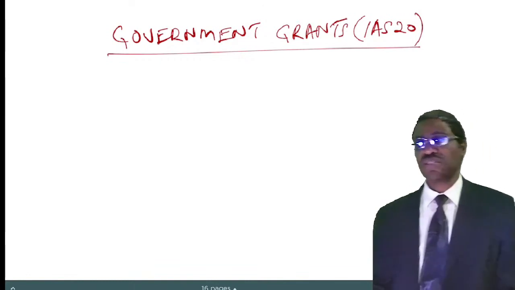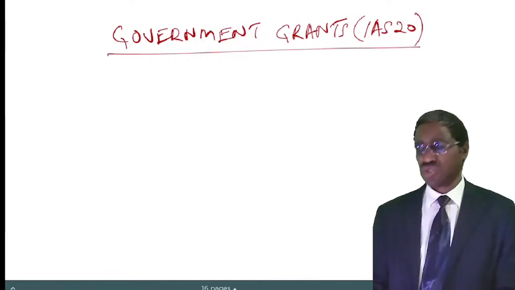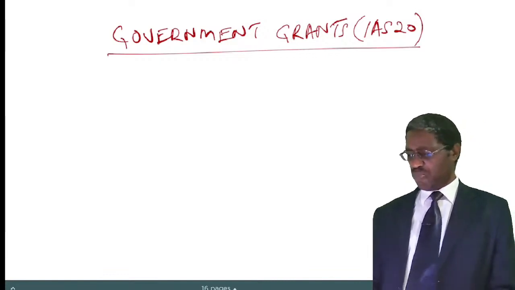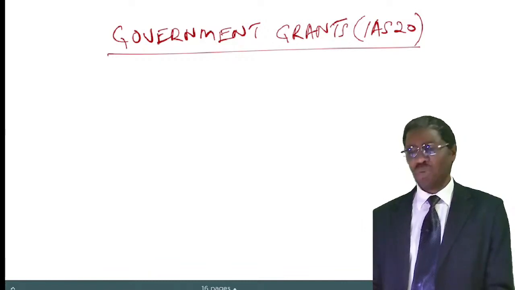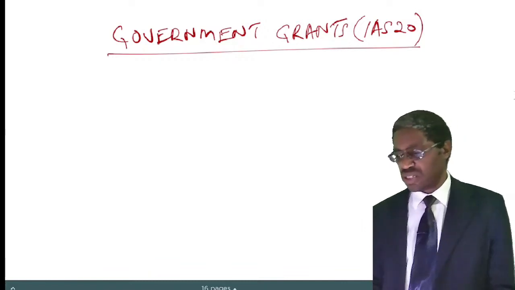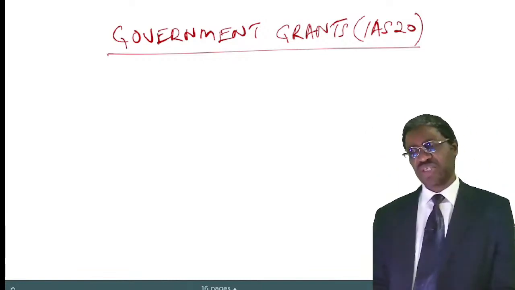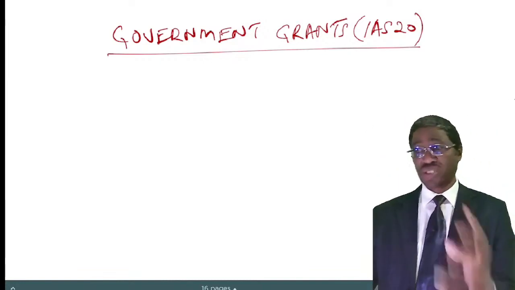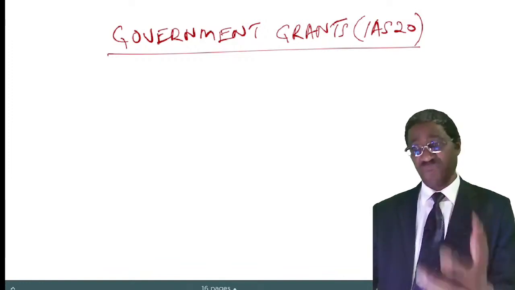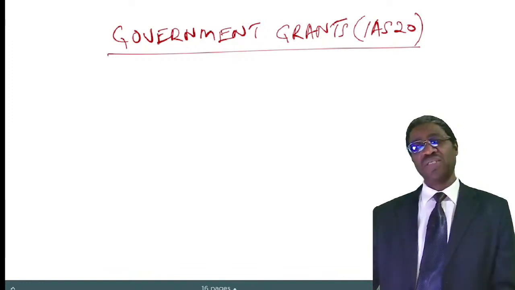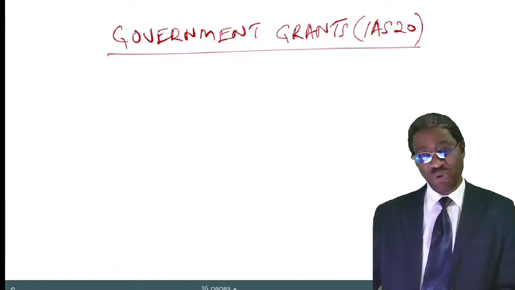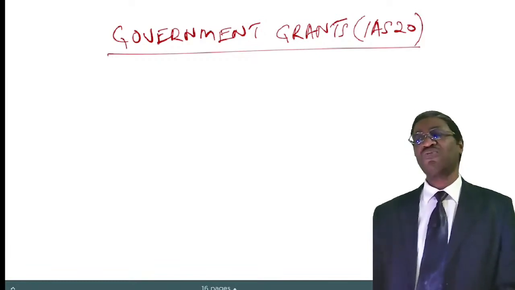Okay, so let's start. We want to start a new topic, and our new topic is called government grants. That's the one we want to do now. Let me introduce what government grants are, and how do you account for them?